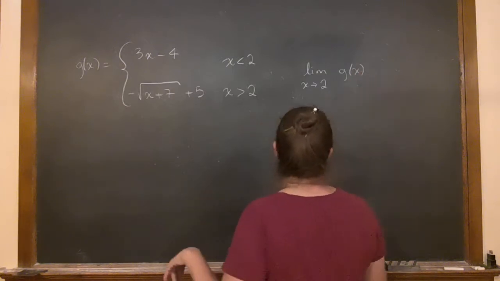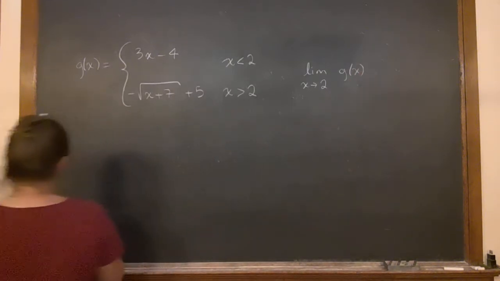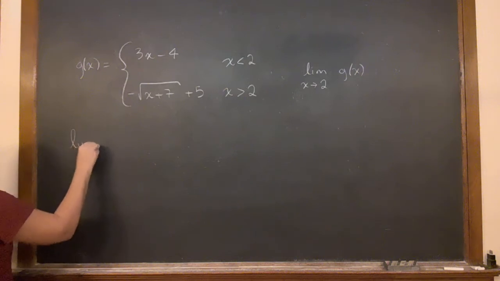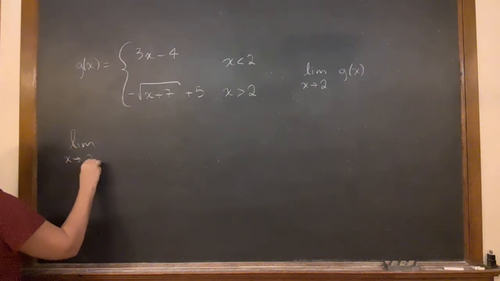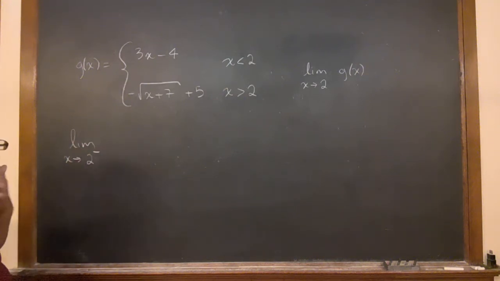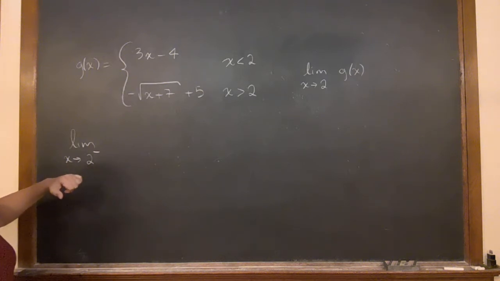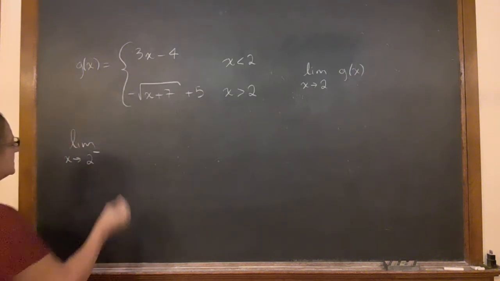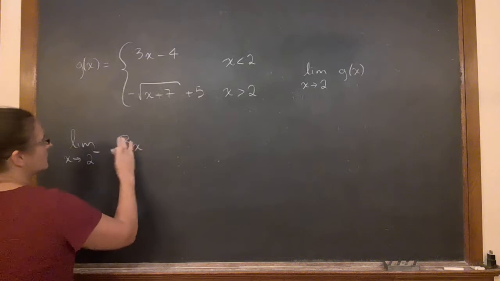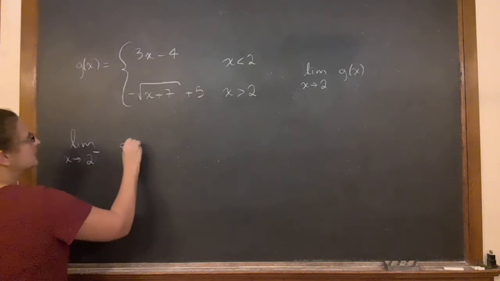Okay, so let us ask about the limit as x goes to 2 of my function g of x. And again, I'm going to go from both sides and see what I get. From the left-hand side, I'm looking at numbers less than 2. I use the first guy there. Oh, let me write it like this.